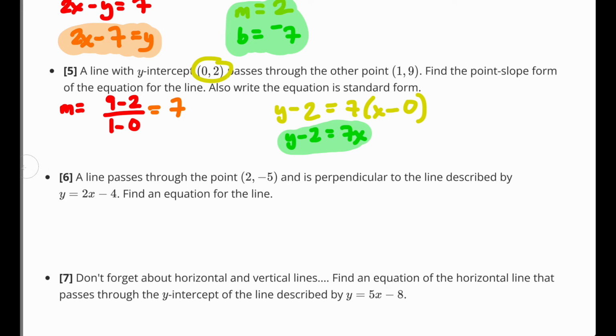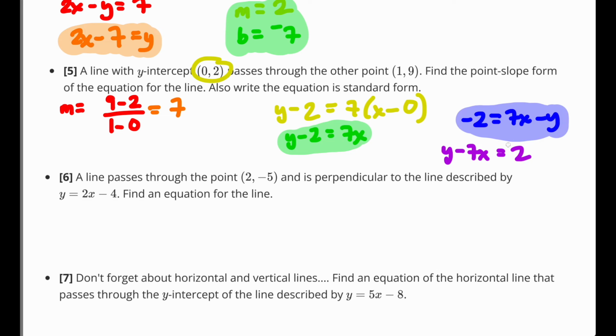And then for the next part, put it in standard form, sorry. So I'm going to subtract the y on both sides, and you're going to get 7x minus y. That is the standard form version of it. It's also important to note that if you really wanted to, you could have subtracted the 7x and added the 2. And if you did that, it would have been y minus 7x equals 2.